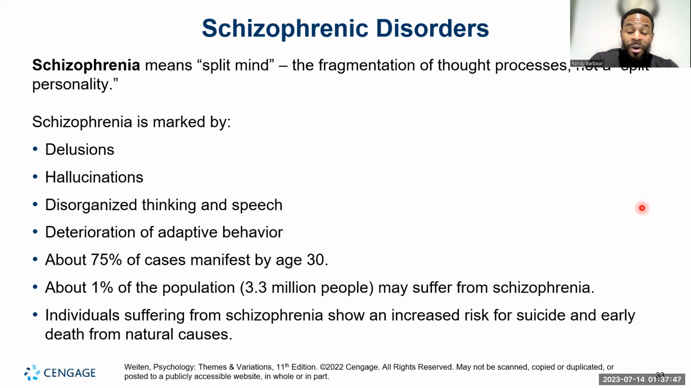You don't wash. You don't brush your teeth. You don't comb your hair. You don't take showers. You don't eat. Again, you're deteriorating your adaptive behavior. About 75% of the cases are manifesting themselves by the age of 30, right? And again, we're talking about the etiology, but many of the causes may be stress, predisposition from family members and relatives. About 1% of the population, so about 3.3 million people, may suffer from schizophrenia.